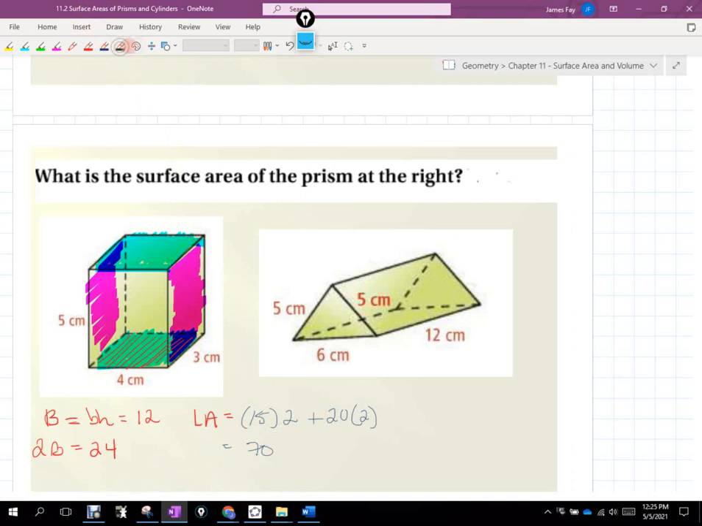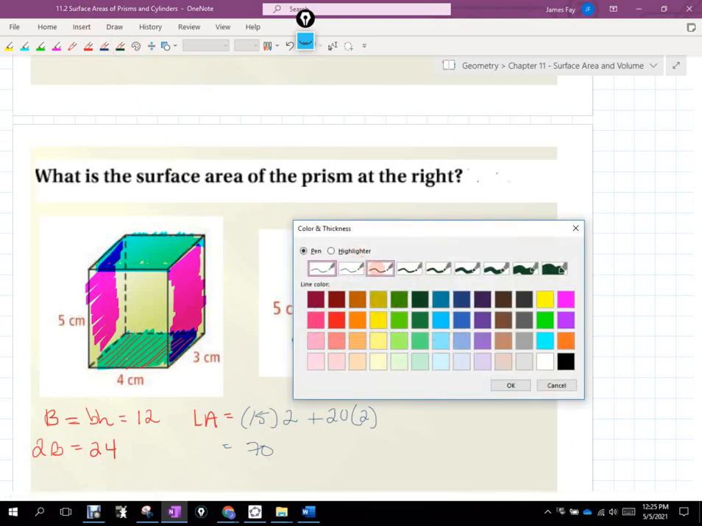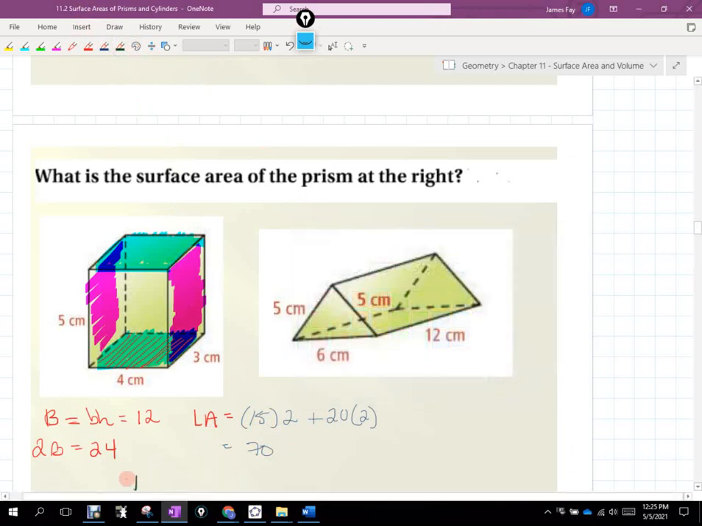So then if I want to find the total surface area, or surface area, it's going to be lateral area plus 2 bases. Our lateral area was 70, our 2 bases were 24. It gives me 94 square centimeters.